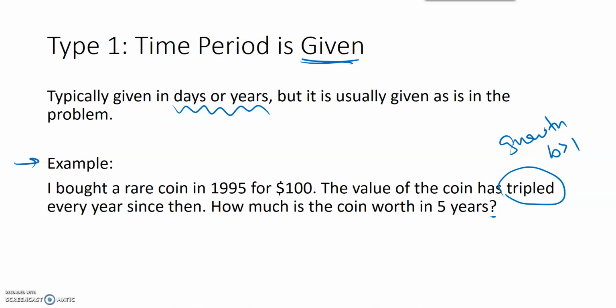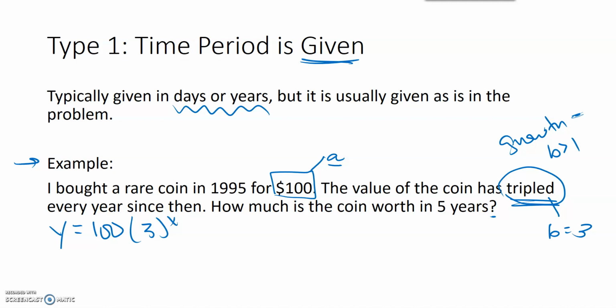Second read-through, we're identifying our start value and what we're doing. So I bought a rare coin in 1995 for $100. $100, that's my A. That's what I purchased it for. That's our start value. The value of the coin tripled every year since then. All right, so this tripled is my B. That means my B is 3. Tripling goes with multiplying by 3. And remember, that makes sense because this is a growth. It's getting bigger. 3 is greater than 1. That's what we want to see. We want to make that connection. All right, that's read through number 2. I'm going to go ahead and write my equation. Y equals 100 times 3 to the x power.